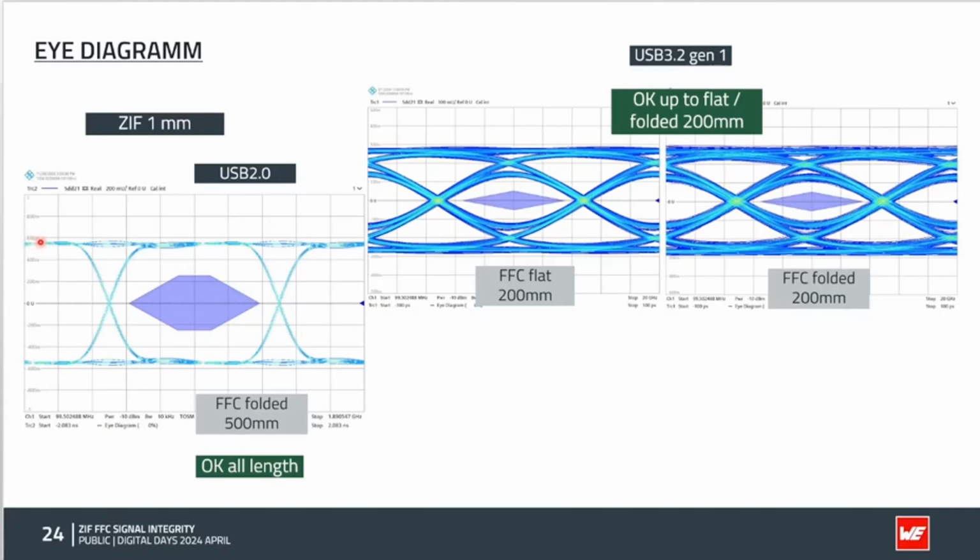So you send a lot of bits, falling edge, rising edge, falling edge, and you have the printing of each bit one after the other. A lot of bits are printed here. You have the eye mask that is given by the standards, and the eye diagram is deformed, of course, by all the parasitic capacitance, inductance, and the whole circuit. If the eye diagram stays outside the mask, then you can say, yes, USB 2.0 could be used for FFC and ZIF.